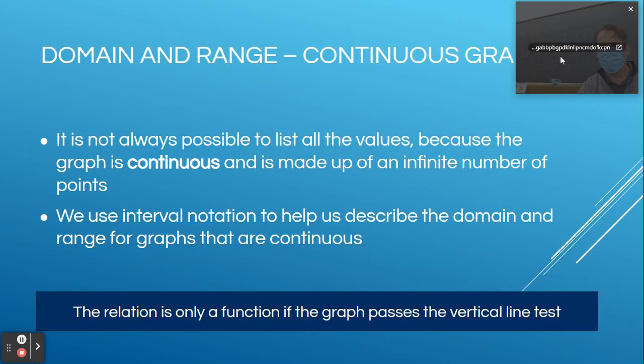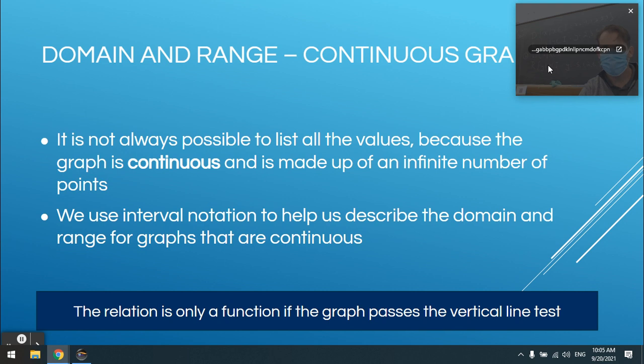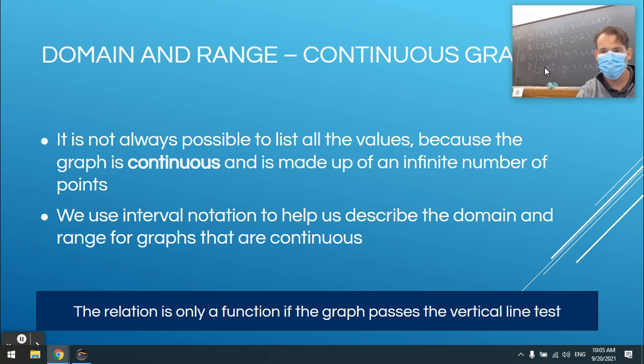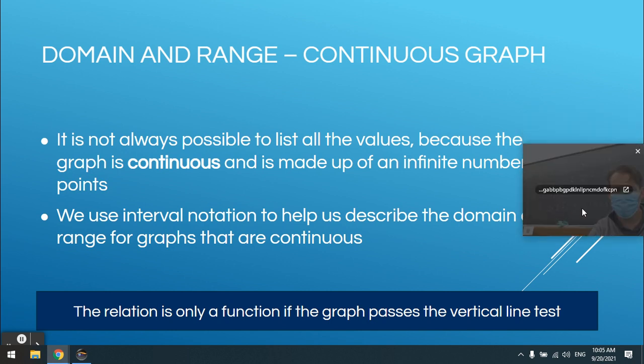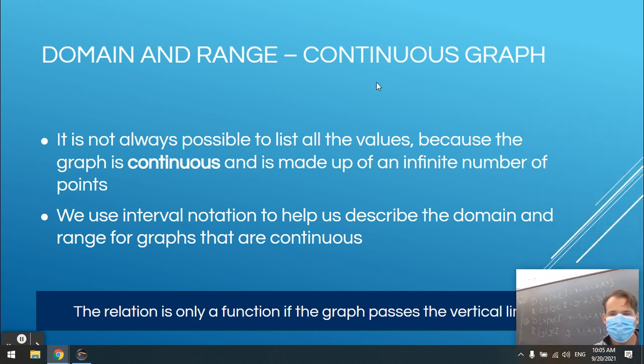Okay, now, if we have a continuous graph, it's a little different. I need to think about how to do domain and range for continuous graphs as well. It's not possible to list all the values here because the graph's continuous. It's made up of an infinite number of points. Think about a line, think about a parabola.